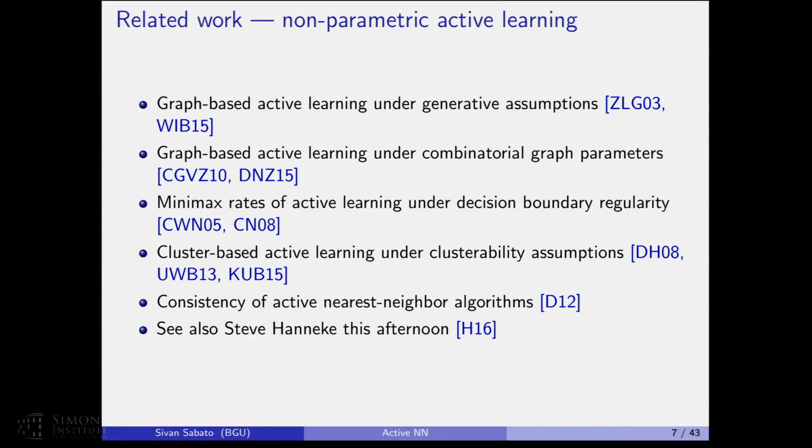There is some related work on non-parametric active learning. But again, I think in general, it's much sparser, and we have less of a general picture of what is going on in that space. Some works are listed on this slide. We have cluster-based active learning. We have minimax rates under decision boundary regularity. We have some graph-based active learning in this setting. In general, these are very interesting works. What I'm trying to do, which is different, is to get rid of all the assumptions, and not assume anything in advance.